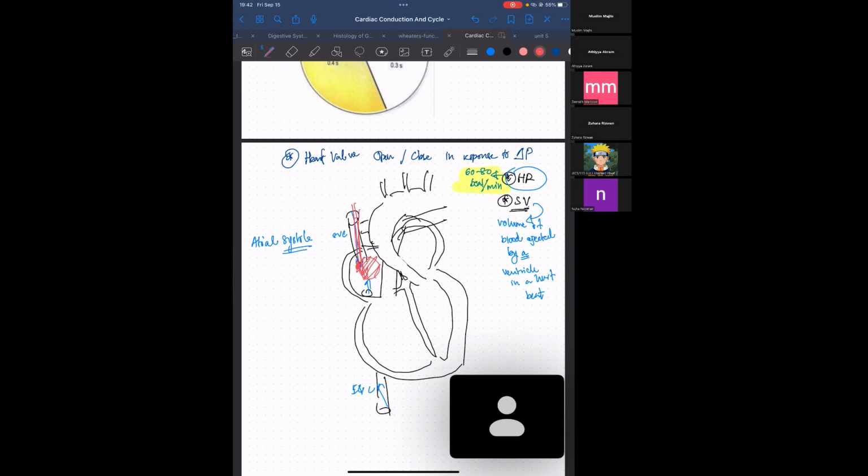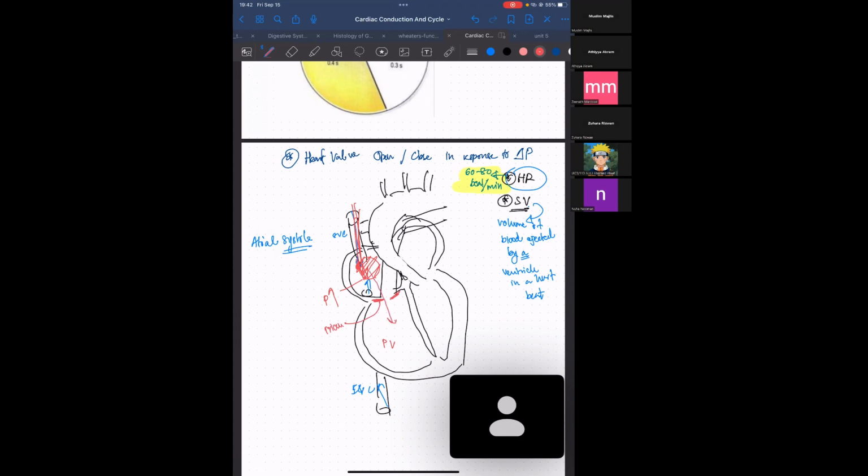Before the atria contract, the blood comes in and the SA node is stimulated. Before it contracts, what happens? The pressure in the atria is greater than the pressure in the ventricles. So what happens? What is the valve here? The tricuspid valve. The tricuspid valve will open and the blood flow will happen.